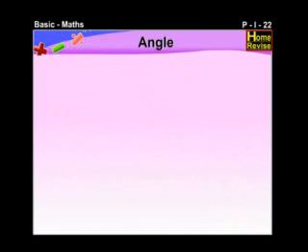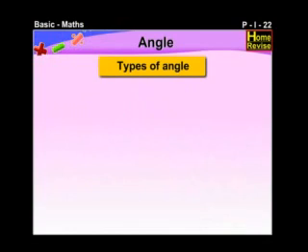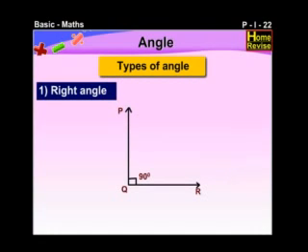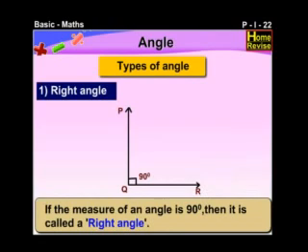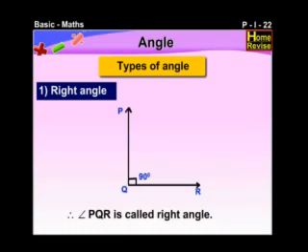Now, let us study the types of angles. There are 3 types of angles. Number 1, right angle. See the definition of right angle. If the measure of an angle is 90 degrees, then it is called a right angle. Look at the figure. Angle PQR is 90 degrees. Therefore, angle PQR is called a right angle.